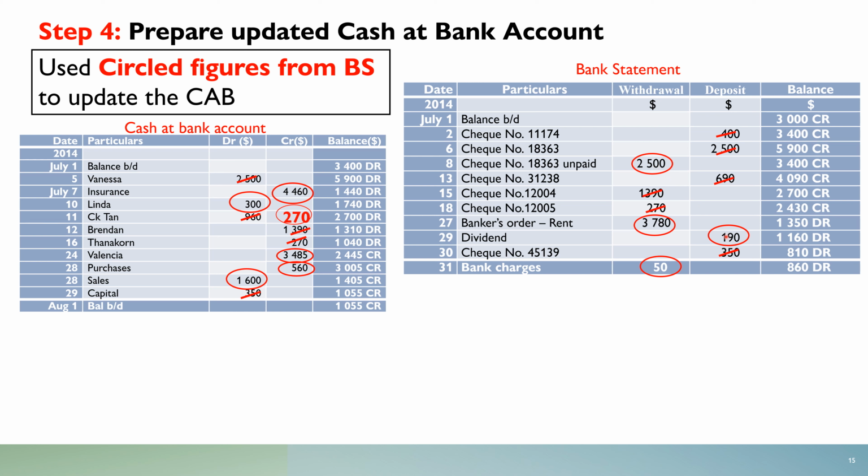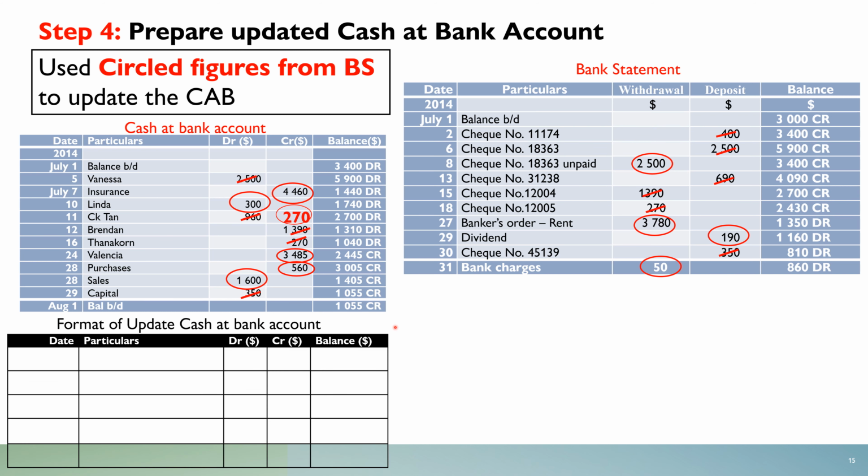These 4 circle figures need to be recorded later on. Why? Because these 4 figures have not been recorded in the cash at bank account yet. So we need to update by recording these 4 figures into the cash at bank account. How do we do that? By following a certain format.